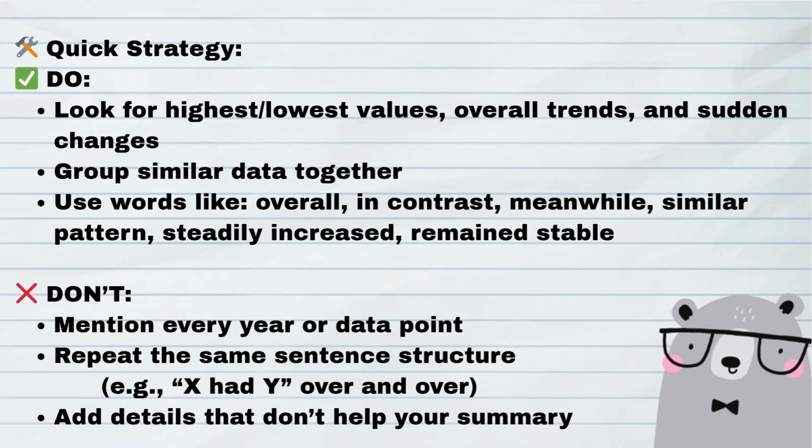This is again the main tip. Quick strategy here: do look at the highest and lowest values, overall trends, and sudden changes. Group the similar data together. Use words like overall, in contrast, meanwhile, similar, pattern, steadily, increased, or remained stable. Don't mention every year or data point.